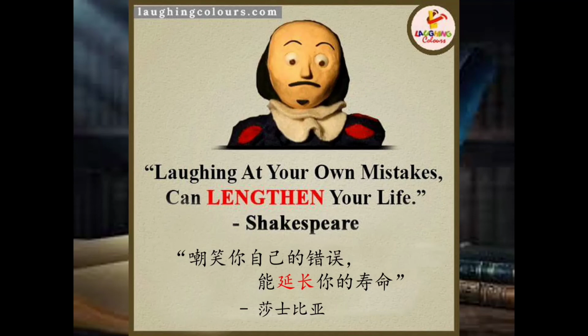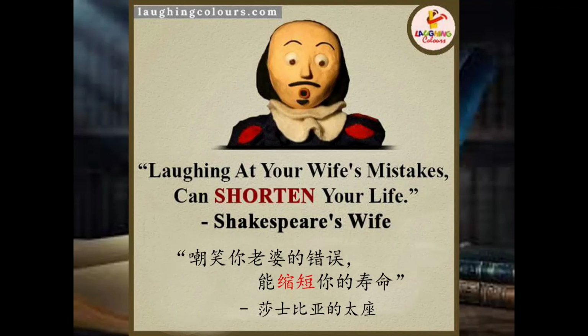Laughing at your own mistakes can lengthen your life. That is said by Shakespeare. Laughing at your wife's mistakes can shorten your life. That is come from Shakespeare's wife. Serious? Is it correct? Let's check the facts. Life expectancy during Shakespeare times was 43 years old. Shakespeare was 52 when he passed away. So he lived longer than others by 9 long years. So what Shakespeare said and what his wife said must be correct. And Shakespeare definitely is a wise man that lived long.